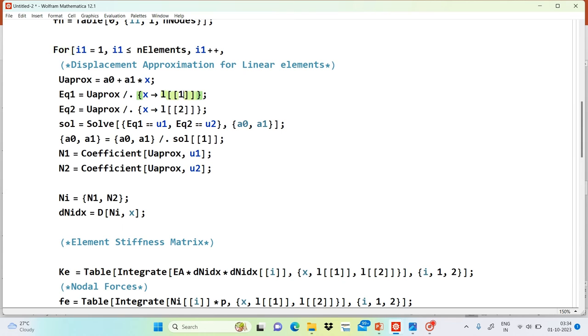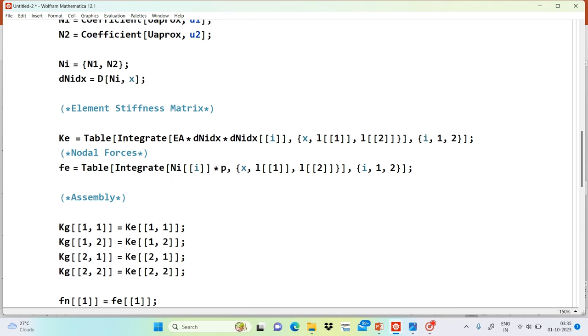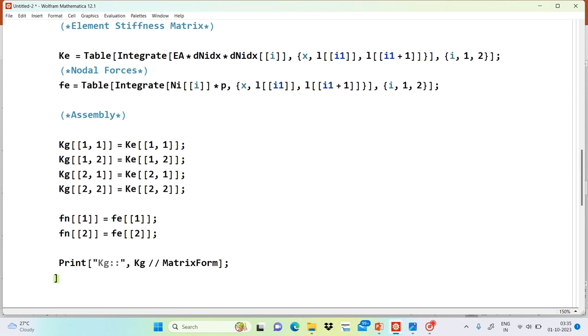So therefore we can see that it would be I1, and for this I2 we can write I1 plus 1. Then for the third element and fourth element, it will go on like this. Now here we can again see that x would be from I1 to I1 plus 1. Similarly, this will be I1 to I1 plus 1. Now here, whether to change this global or elemental stiffness matrix.